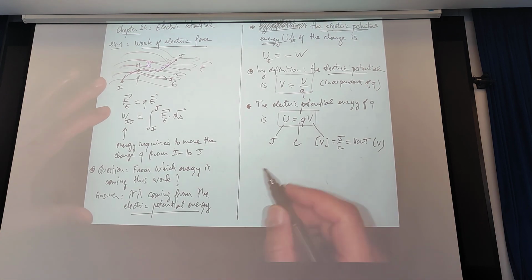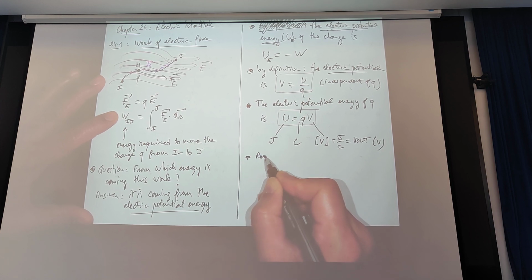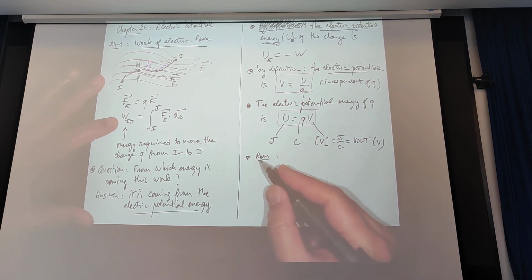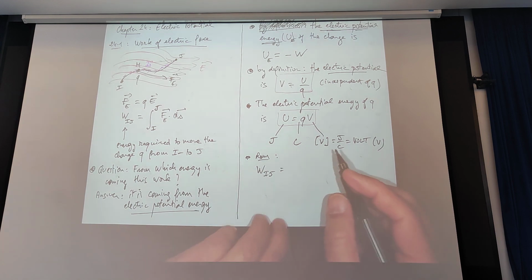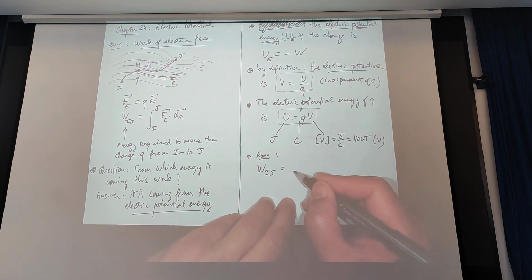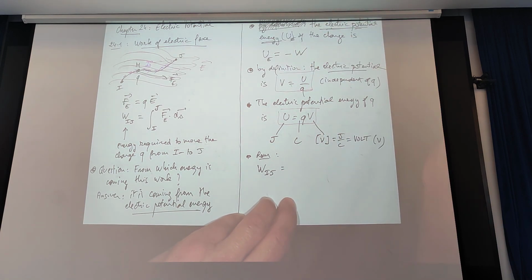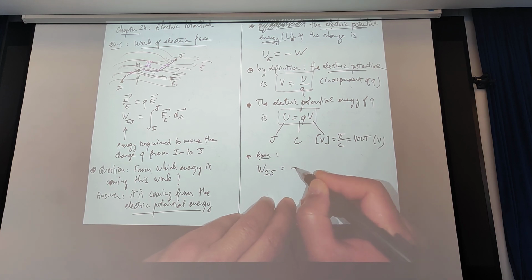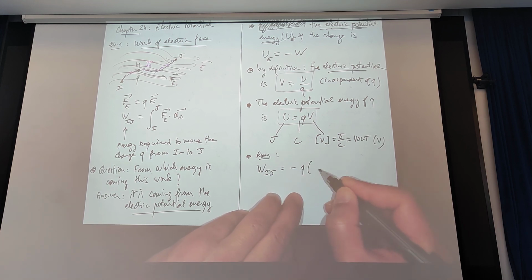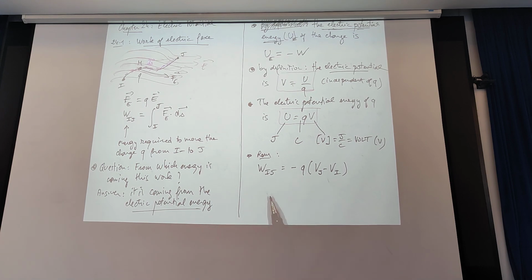Okay, so now remark the work from E to G is equal to minus Q times the potential at point G minus the potential at point E. So now, using this formula, you can calculate the work necessary to move the charge Q from E to G. It's equal to minus the charge times the difference of electric potential.